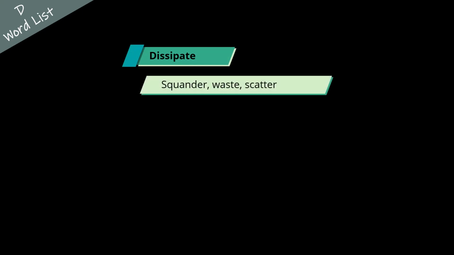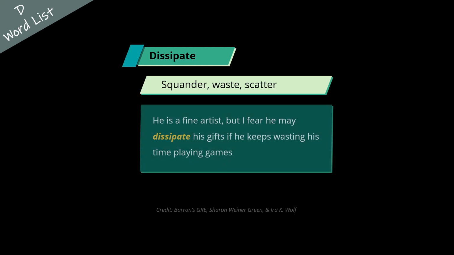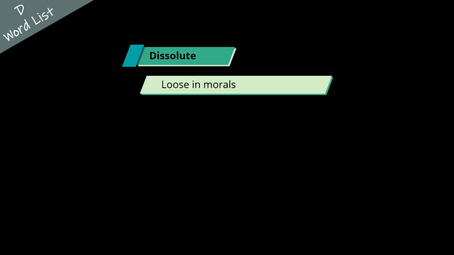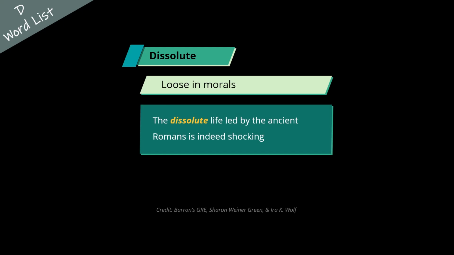Dissipate means squander, waste, scatter. For example, he is a fine artist, but I fear he may dissipate his gifts if he keeps wasting his time playing games. Dissolute means loose in morals. For example, the dissolute life led by the ancient Romans is indeed shocking.